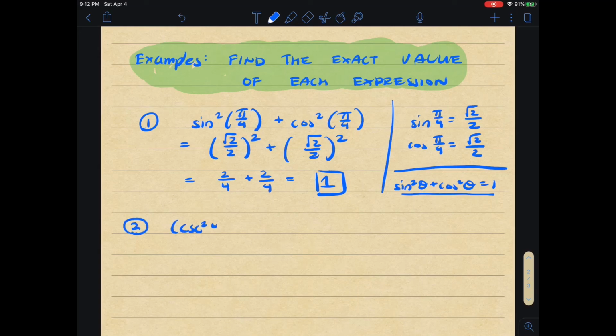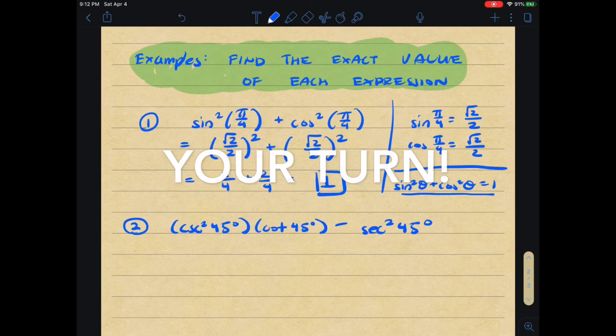Here we'll do cosecant squared of 45 degrees, and we're going to multiply it by cotangent of 45 degrees minus secant squared of 45 degrees. I want you to try this on your own. As usual, press pause, and when you're ready, press play.